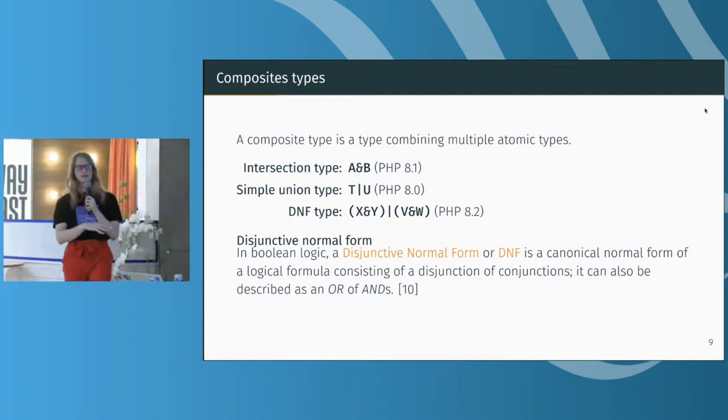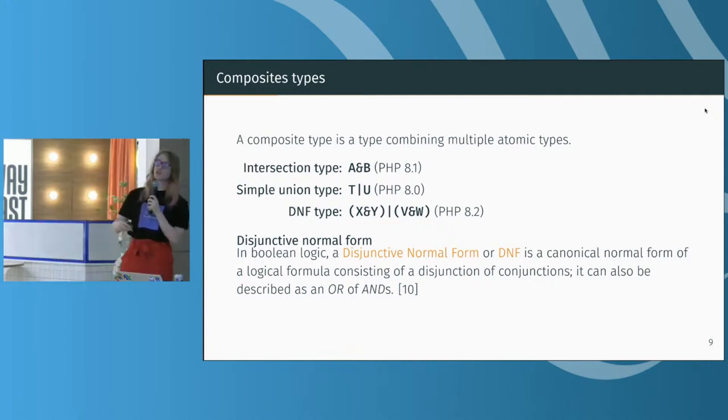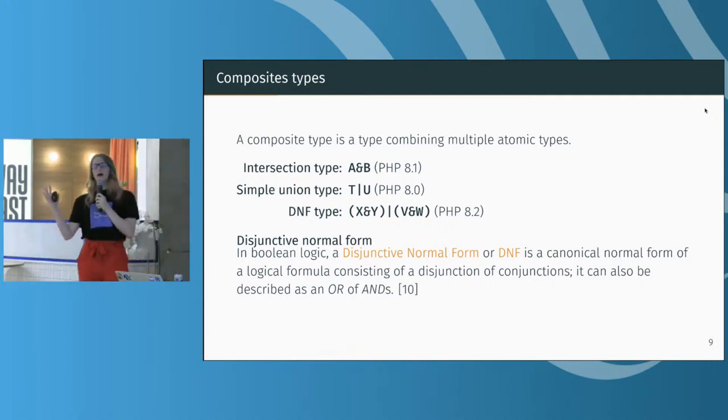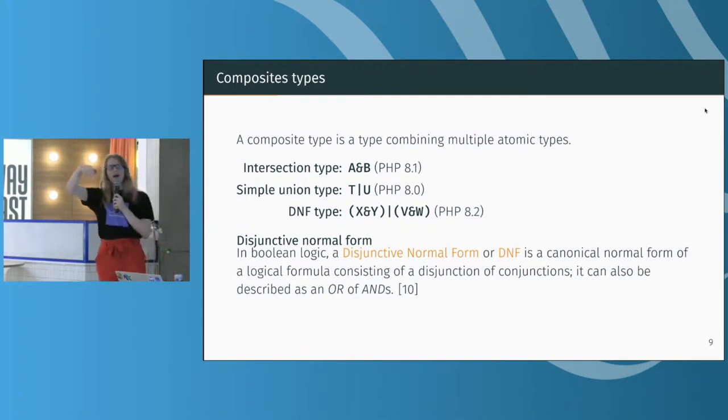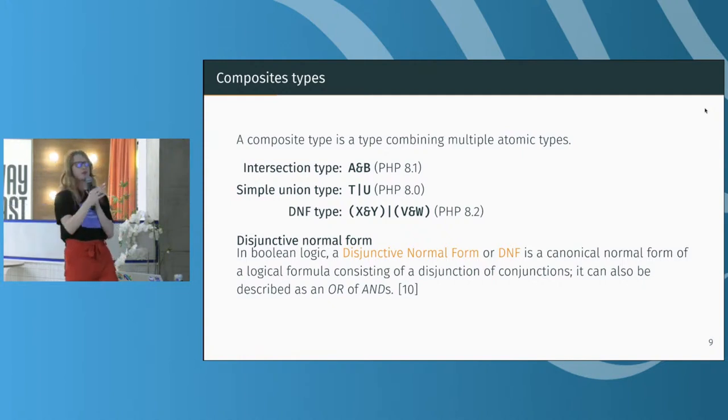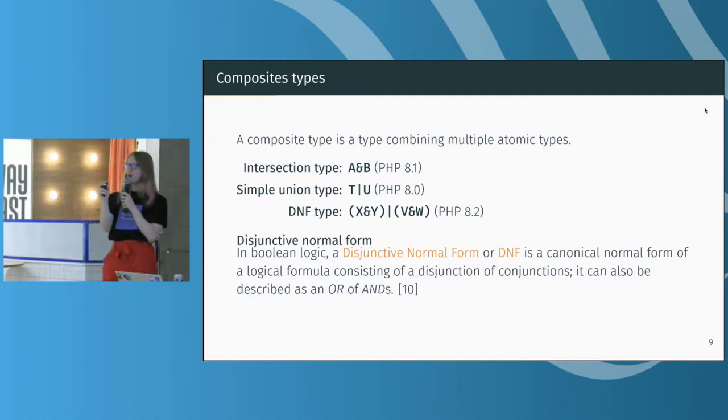And then we have DNF types, which is disjunctive normal form, a canonical form of a logic formula. It's applied in general in math or any Boolean logic you can have. It is a canonical form where you have a disjunction of conjunctions, meaning you have ORs of ANDs. So I have X and Y, or V and W. Not X or Y in brackets and some other stuff. So the form is always that you have the intersections in the brackets and you are using union types of those.